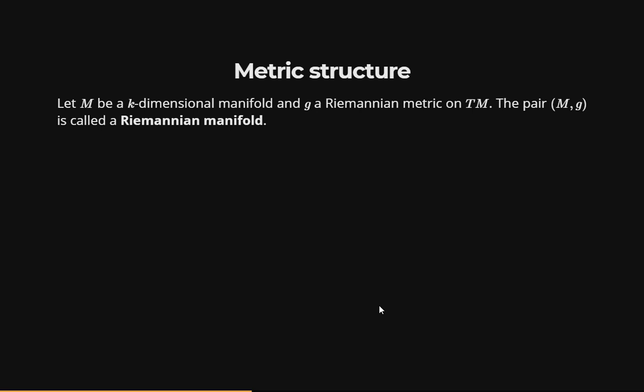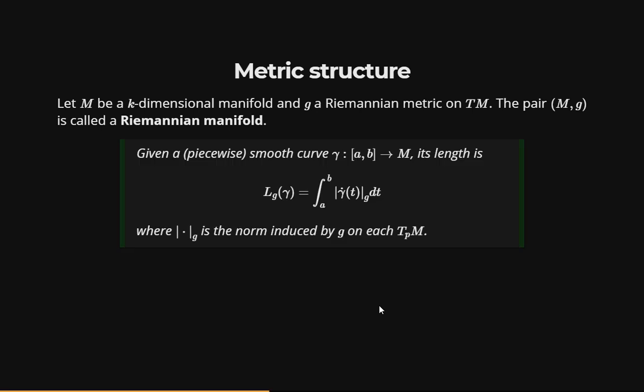Okay, so we take a k-dimensional manifold and a Riemannian metric. The pair manifold and metric is called a Riemannian manifold. Now, given a piecewise smooth curve, you probably all know what piecewise means, but it means that it's smooth apart from a number of points where it's supposed to be continuous anyway, with smooth arcs, one joined with the other.